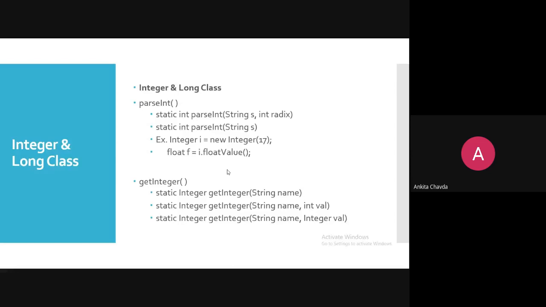Now I'm having Integer and Long classes. So I'm having this normal method parseInt. What it will do, you already know, right? You can even do this parseInt. You can provide the string as well as the radix, or you can only provide the string that will be converted into your integer i. Okay, so Integer i equals new Integer 17. This way also you can give, right?